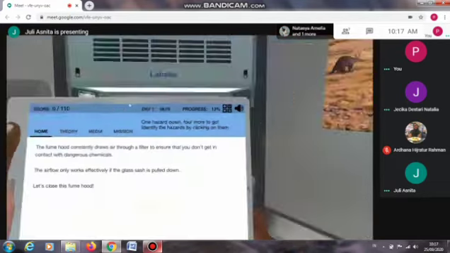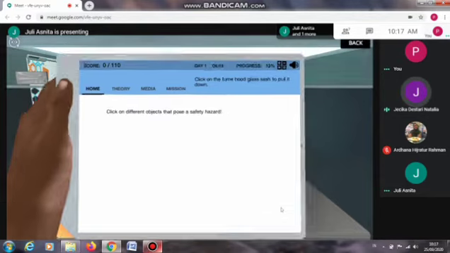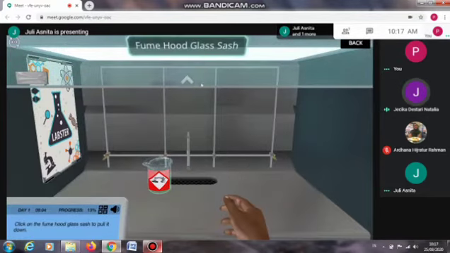The fume hood constantly draws air through a filter to ensure that you don't get in contact with dangerous chemicals. The airflow only works if the sash is pulled down. Let's close this fume hood. It's not closed yet, otherwise the air in the laboratory will be contaminated.